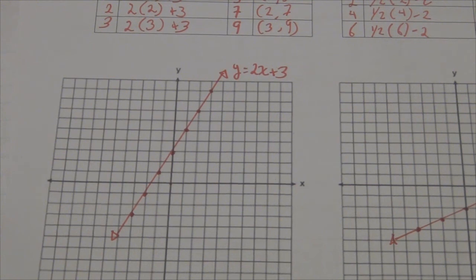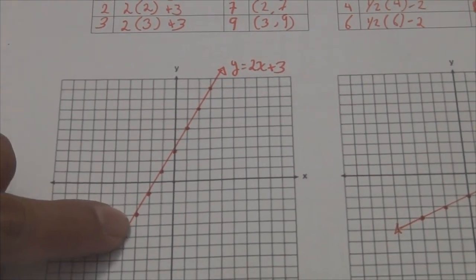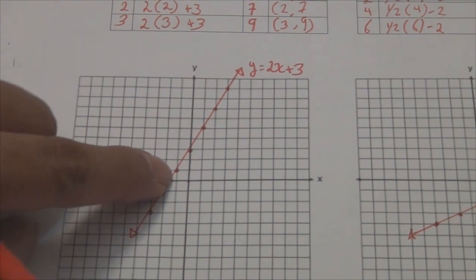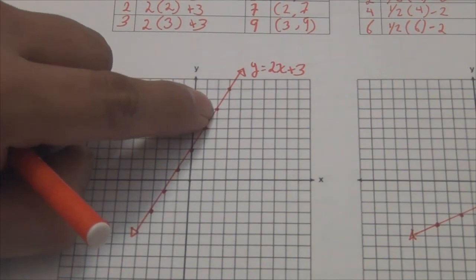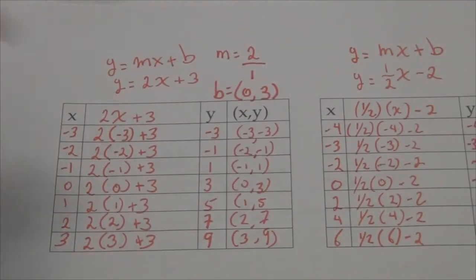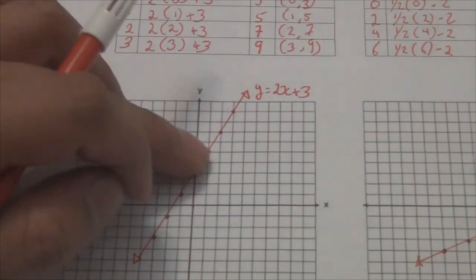Correct. You saw it, right? Any point that you choose, you will go 2 units up and 1 to the right. 2 units up and 1 to the right. So it does work. A slope of 2 over 1 determines the behavior of the graph.